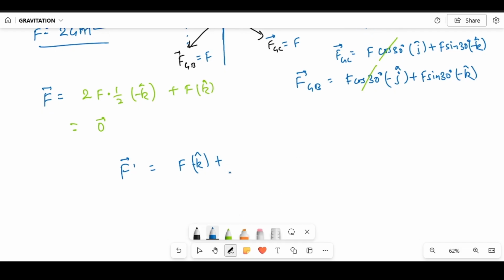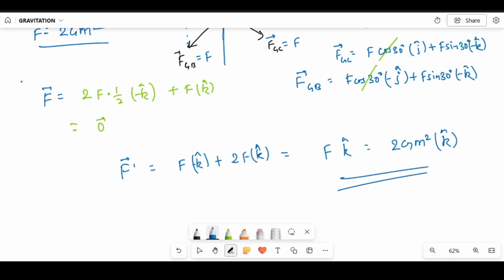So here we will have 2F along positive k cap and then ultimately it will be F, this is minus k cap, so it will be F along k cap, or F is nothing but 2Gm square along k cap. So this is what for the second part, this is for the first part, this is for the second part. So that's all for this video. In the next video we will continue our discussion.